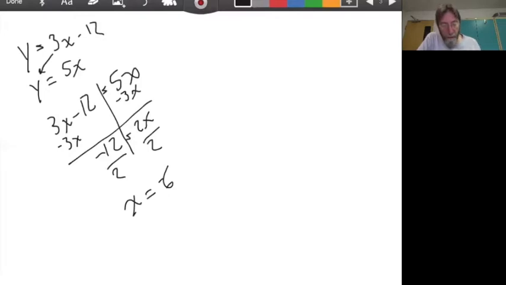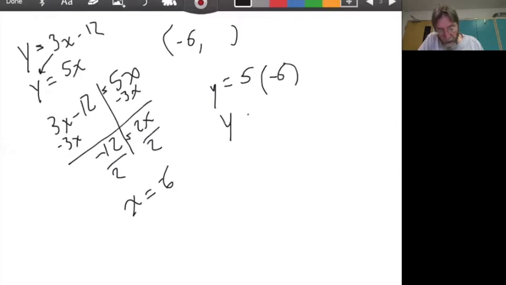Now remember, that's only part of our solution. We need to find our y value. So we plug in to either of these equations. I'm going to take the second one. y equals 5 times negative 6. I know that y is equal to negative 30. Bingo.